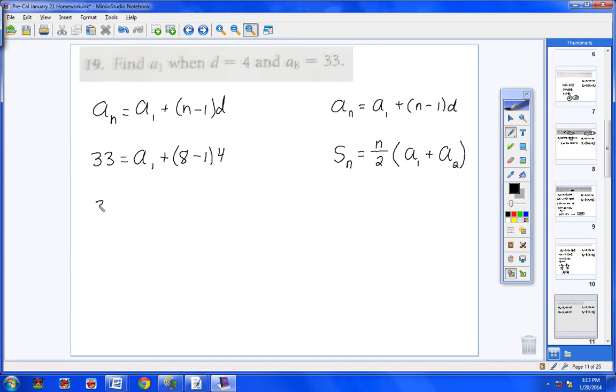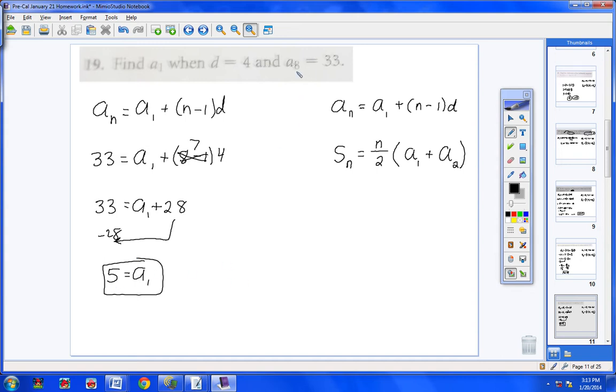It's a subscript 1. So 33 equals, here we go, a subscript 1. Now we can do this in our head. 8 minus 1 would be 7. 7 times 4 is 28. Now bring the 28 over and make it a negative 28. And you're left with 5 equals a subscript 1. So the first term is 5.